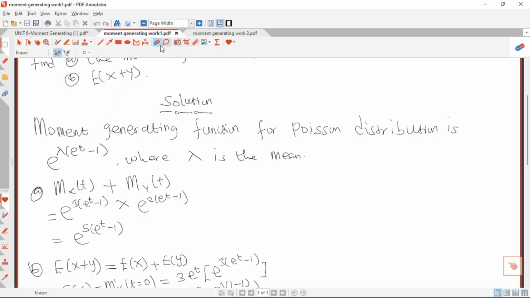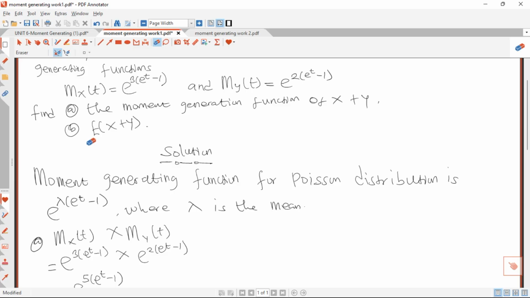Sorry, here is supposed to be multiplication. Let me correct myself. Yes, here is supposed to be multiplication. So we are going to multiply the moment generating functions for both x and y, and here we are going to have e raised to the power this times e raised to the power that. Since they have the same base, we add the exponents, and when you add the exponents, you get e raised to the power 5 bracket open e raised to the power t minus 1. So that is the solution to the first one.